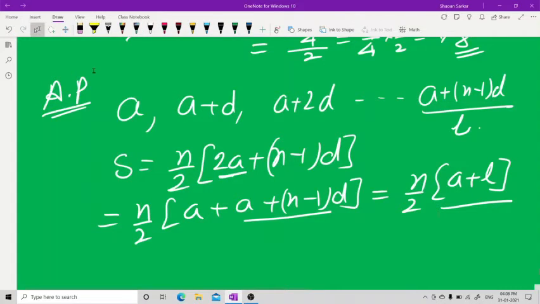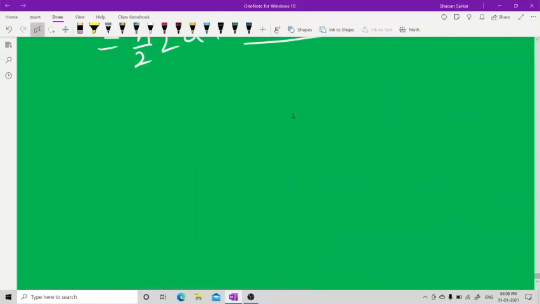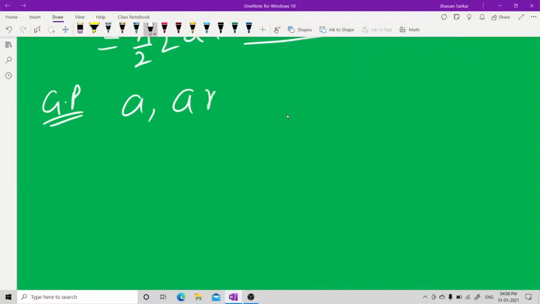You have already seen this in class 10th. I am doing all this for those people who didn't have maths in their 11th and 12th, and have joined BCA of GGSIPU. Now see GP, geometric progression. Before I do this, let me tell you one thing.